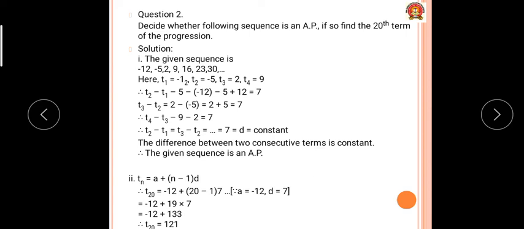So students, up to this, you have to write all the things in your notebook. Again, you have to remember the concept and formula, and if you have any doubt, then in the session time you can ask me. Okay students, today I am going to stop here.